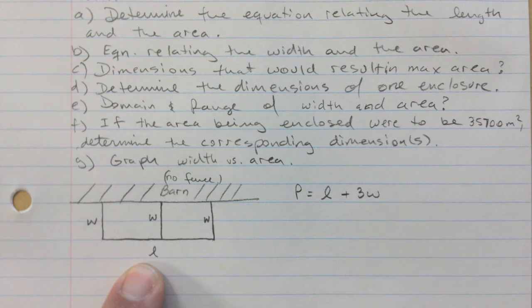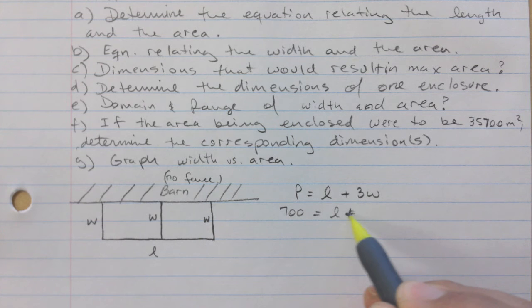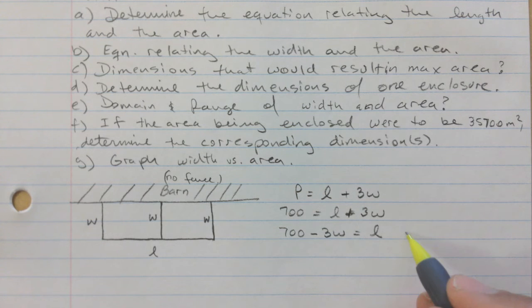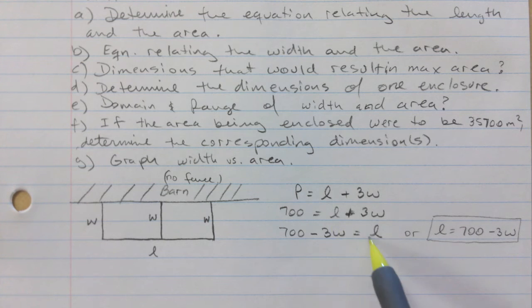Okay, we have 700 meters, so it actually turns out to be this. We bring the 3W over to the other side, subtracting, and it's just that. Or length is 700 minus 3W. Isn't that pretty, that makes it pretty easy, right? I'm going to use this one. There's nothing we need to divide both sides by because length happens to only have a coefficient of 1. So this is what I'm using for my table.